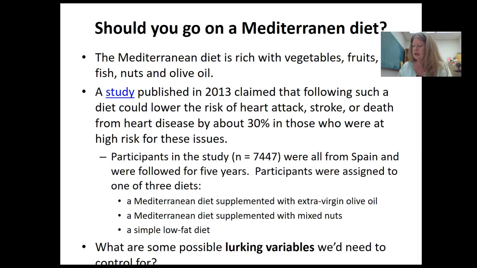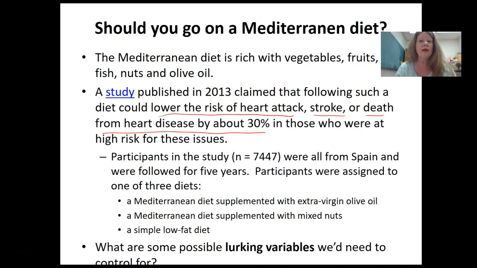So in 2013, there was a study that was published that made some claims about this diet. In particular, and I have a link here if you'd like to go and try to find the original study if you're interested, they made this claim that if you follow this diet, lots of great things could happen for you. It'll lower the risk of a heart attack, stroke, or death from heart disease by 30%, especially in those who are at high risk for these types of ailments or issues.